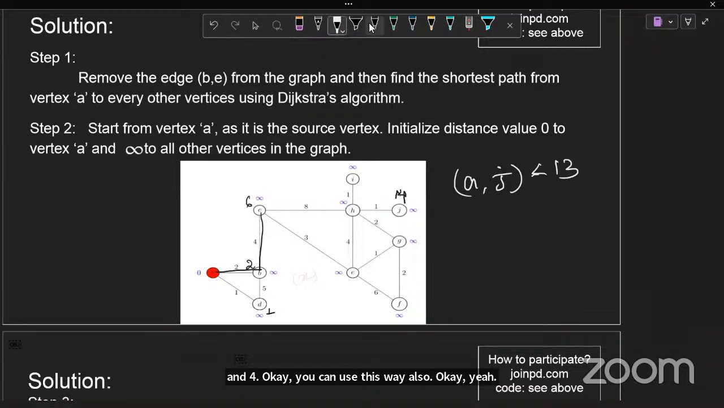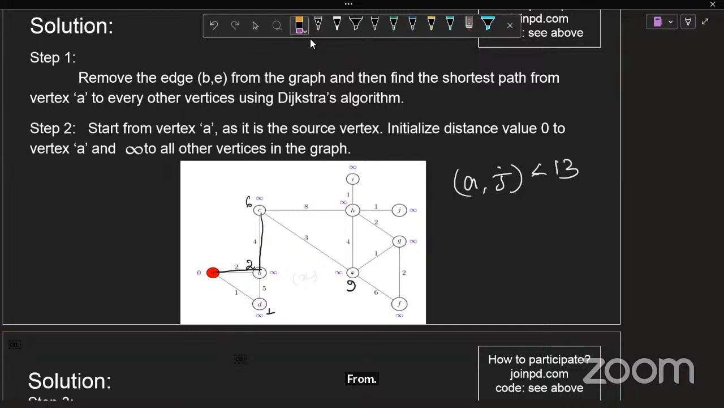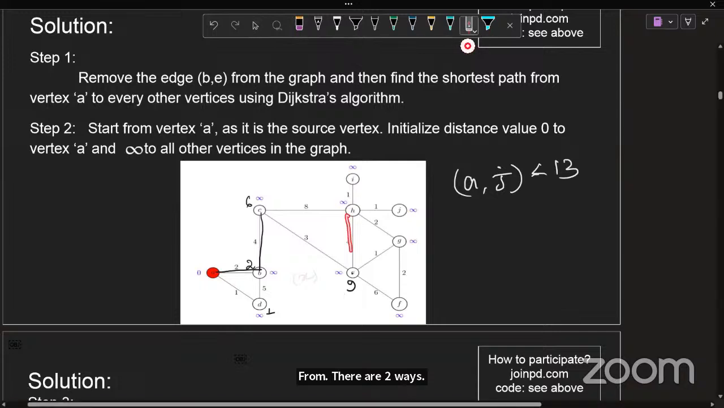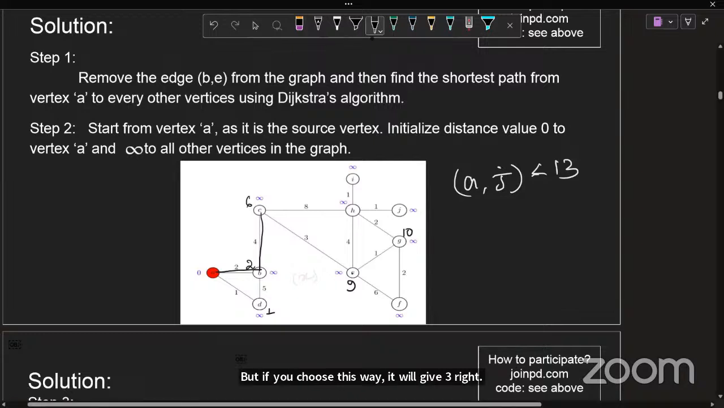From E, there are two ways. This is 9, it's correct. From there are two ways. If you are able to see this way, if you choose this way, it will give 4. But if you choose this way, it will give 3, right? But we have to choose the shortest path. That's why we will choose this way. So it will be 9 plus 1, 10. And from this, we will take 10 plus 2, 12.